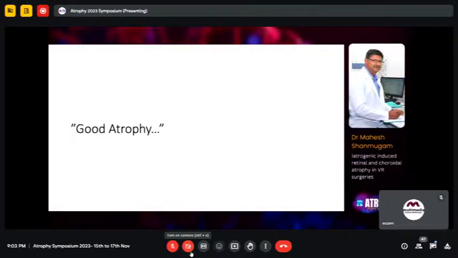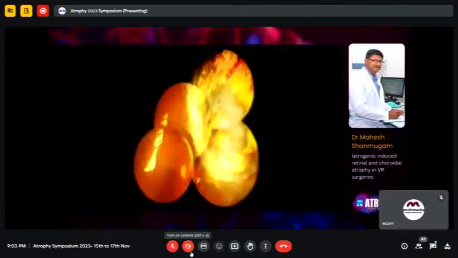Let's look at some examples of good atrophy, where we intentionally create this atrophy. Here we see an example of a choroidectomy following post-traumatic retinal detachment.